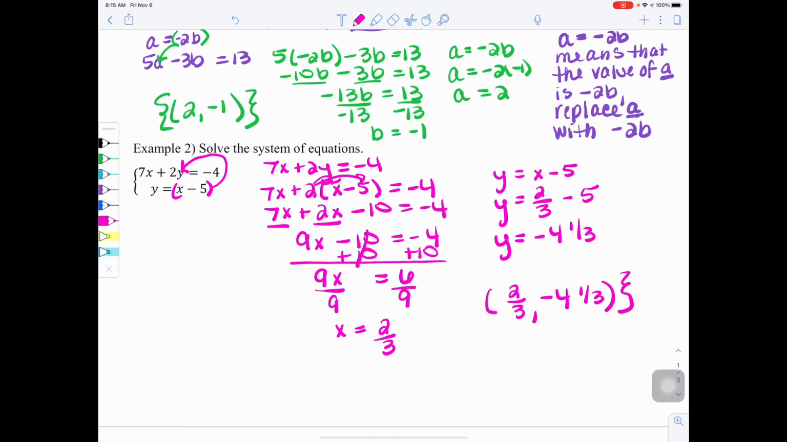And again, if we were asked to check, or you wanted to check on a quiz or a test, you would make sure that you check that solution in both 7x plus 2y equals negative 4 and y equals x minus 5. And that concludes our lesson on solving systems of equations algebraically, day 3.